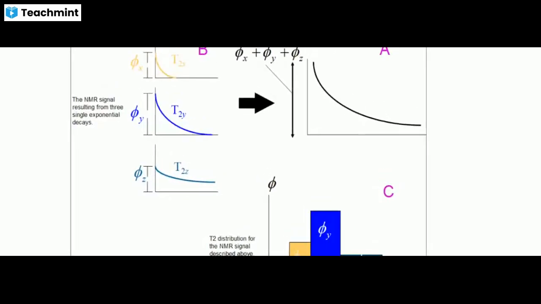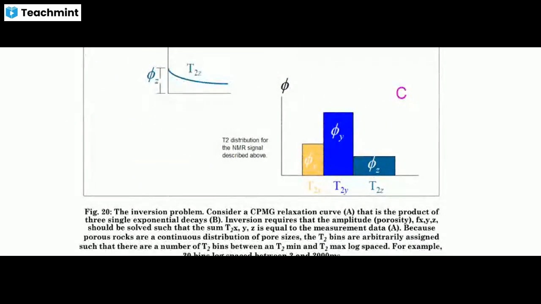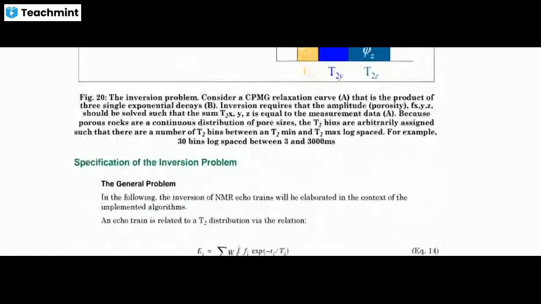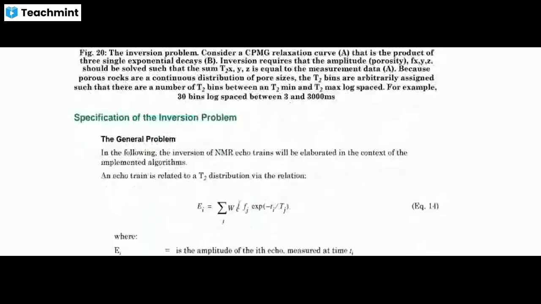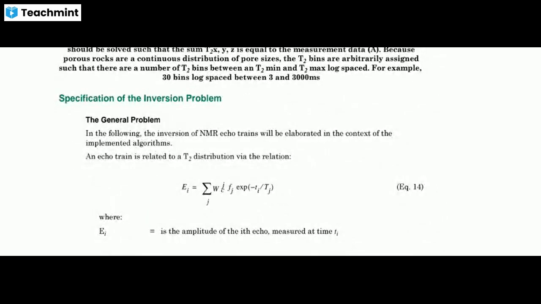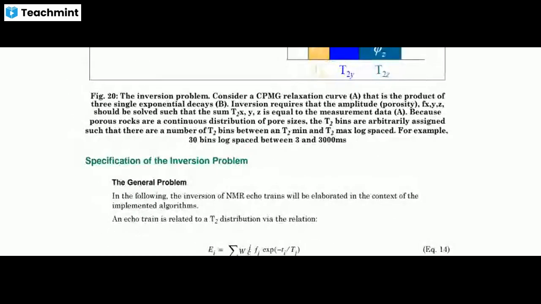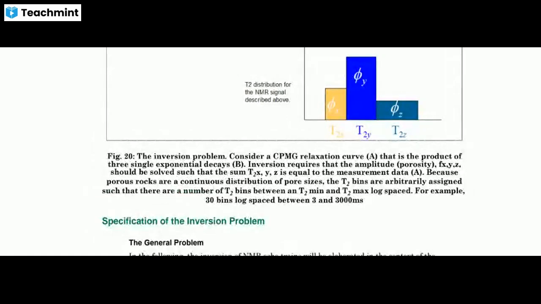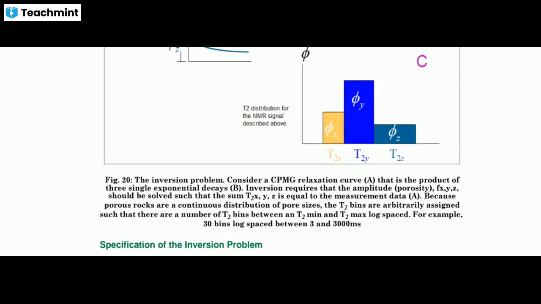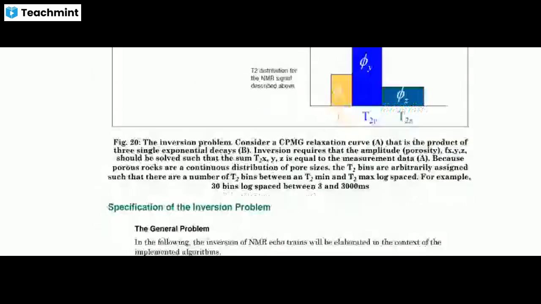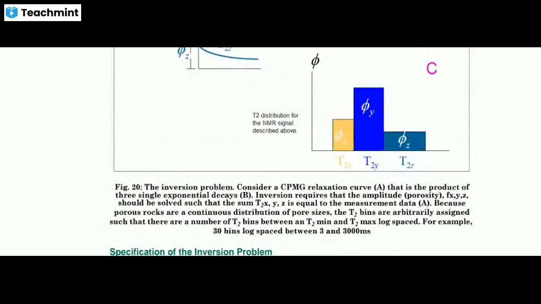You can see here the inversion. So what are the inversion problems? The following inversion problems in the echo have been noted. The echo train is related to the T2 distribution by the following relation. That is called the CPMG relaxation curve. This is the product of three single exponential decays. You can see clearly in the diagram.